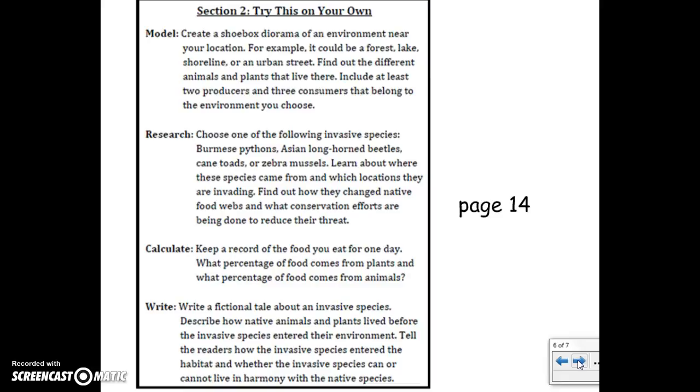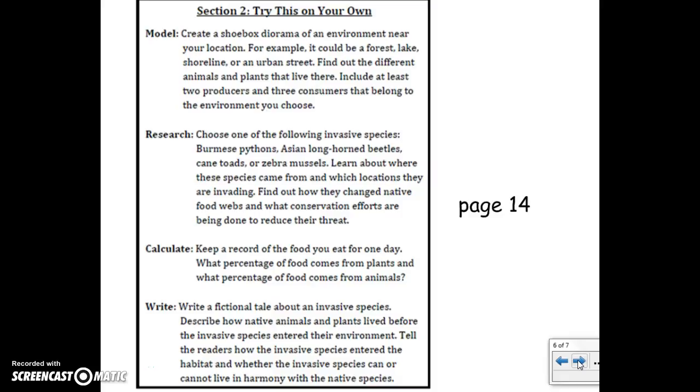Section 2. Try this on your own for extra credit. Model. Create a shoebox diorama of an environment near your location. For example, it could be a forest, lake, shoreline, or an urban street. Find out the different animals and plants that live there. Include at least 2 producers and 3 consumers that belong to the environment you choose.